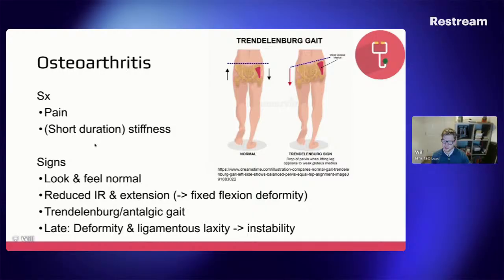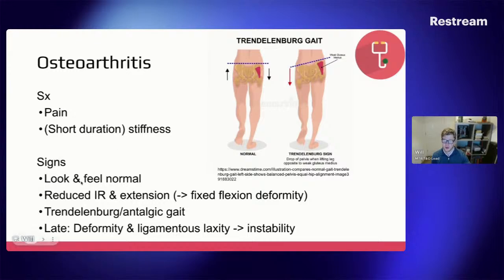So what is someone who's struggling with hip orthopedics going to come in and complain about? The main issue is going to be pain, and there is also some stiffness. Again, what separates osteoarthritis from rheumatoid arthritis is that the stiffness is quite short duration. When you compare that to rheumatoid arthritis, often the stiffness goes on for several hours.